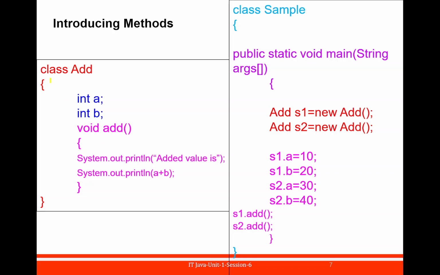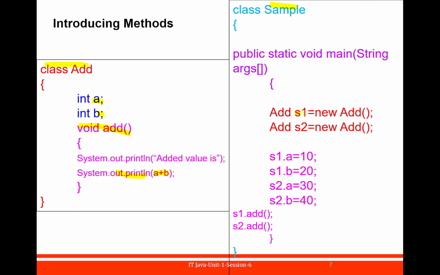So here we have used the class name as add, and then we have two variables a and b, and then we have used an add method which just adds the two variables a and b and displays the output inside the method itself. Since we are displaying the output in the method itself, here we have the return type as void. If you see here, we have another class, sample.